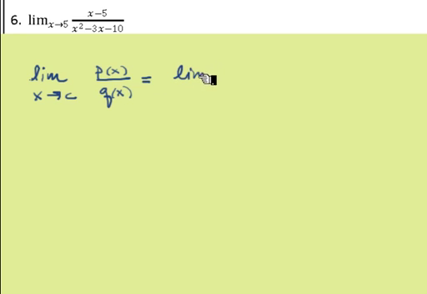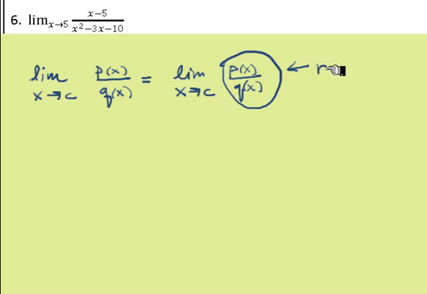So we could say that this is equal to the limit as x goes to c of, let's say, the reduced p of x over q of x, but this time reduced. So in other words, reduce first and then try substituting in. So in this case, let's do that here. Let's try that and see if reducing eliminates that 0 from the denominator.